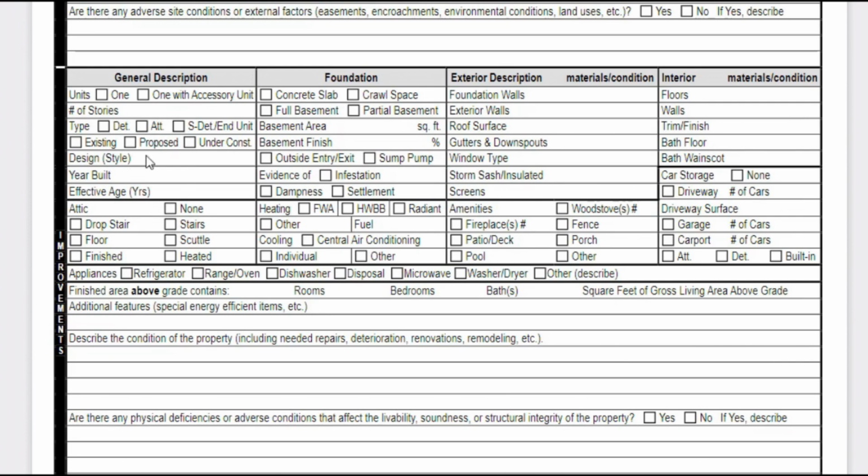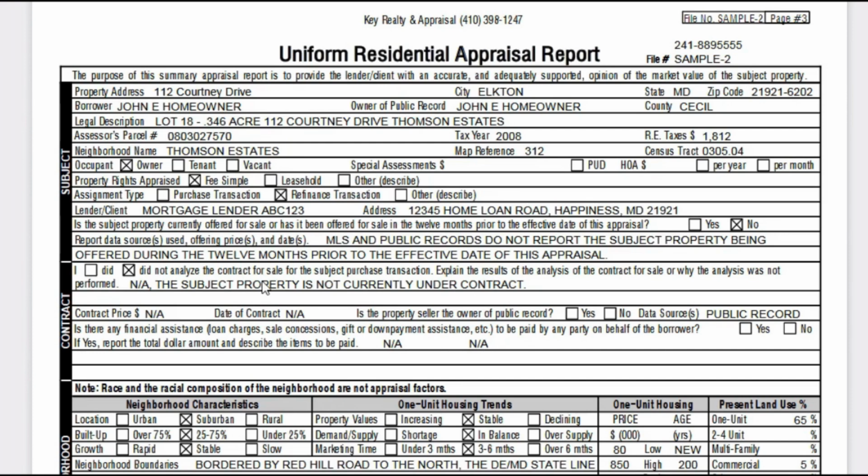And then remember when we were walking around, whether it's a full basement or crawl space, partial basement, concrete slab, foundation, what kind of walls, right? So let me now go back to the sample report, where all of this is filled out.